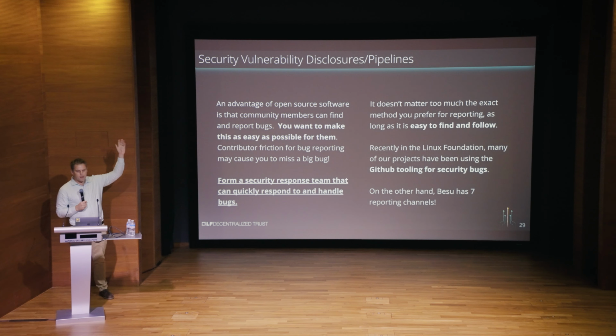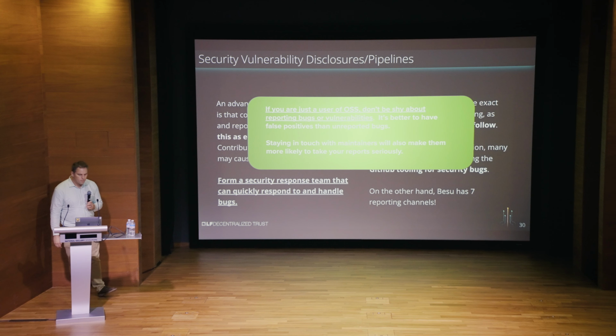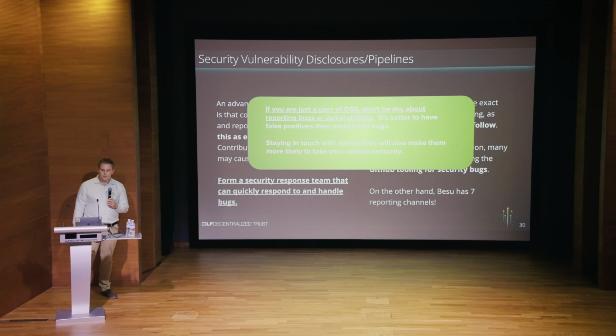So who has a pipeline for their open source projects? Anybody? Okay, definitely set one up. We use a lot of the GitHub tooling. It can be complicated. So we have a project called Besu, which is an Ethereum execution client. It has 7 reporting channels. It's very difficult to handle, but definitely set this up. And I will say, if you're a user, don't be shy about reporting bugs or vulnerabilities. Maintainers much prefer false positives than unreported bugs. Generally know your maintainer as well.